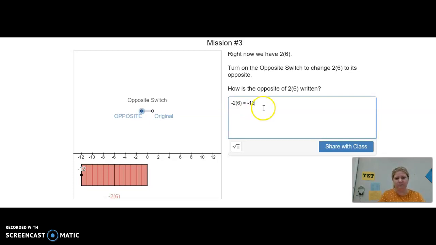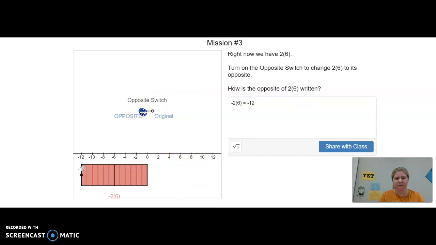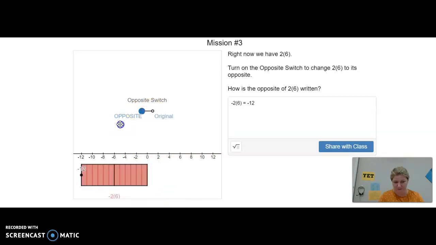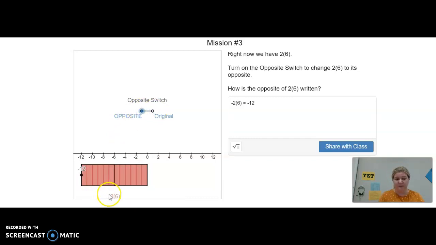All right. I like this opposite switch. It's a very good visual. So the 2 groups of 6, but the opposite of 2 groups of 6 is -12. 2 groups of 6 is 12. The opposite of 2 groups of 6 is -12.